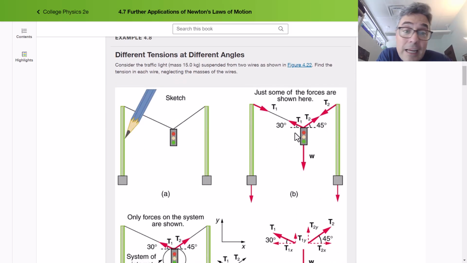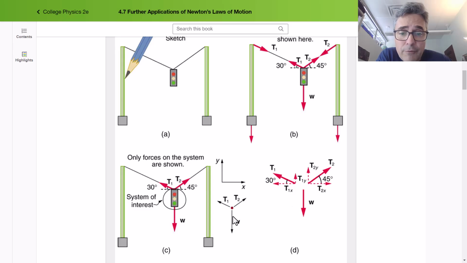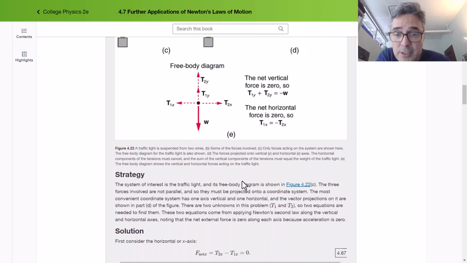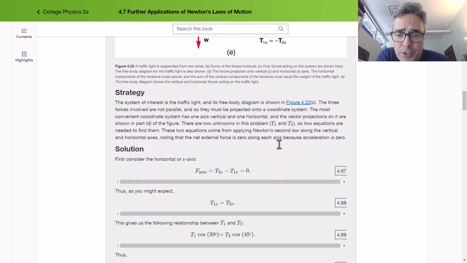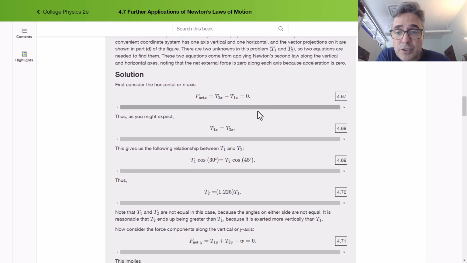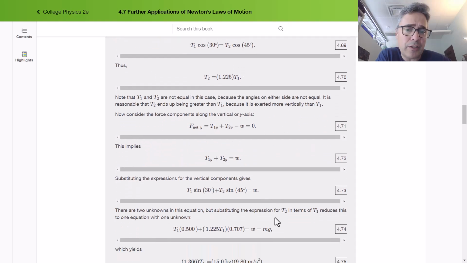Tensions at different angles. So again, this is just about drawing free body diagrams really carefully, keeping track of all your components and balancing the forces out. If something's not accelerating, then the net force in the x direction is 0, the net force in the y direction is 0. That's all this is about.